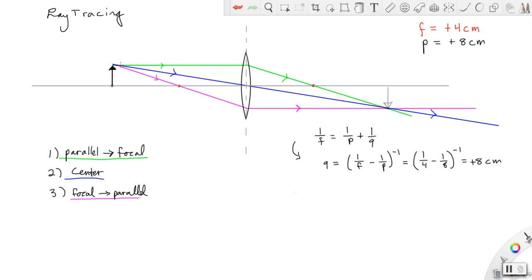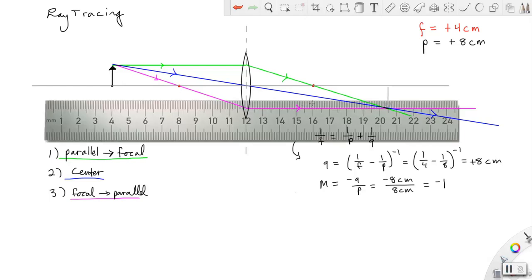Remember that in the lens case, positive means that the light has gone through and the image formed on the other side. We can also see the magnification is going to be negative Q over P, which gives us negative 8 centimeters over, and our object distance P was positive 8 centimeters. So that means we have a magnification of negative 1. In other words, it's the same exact size, but it's flipped upside down. So let's take a look at our ruler and see how close we were.